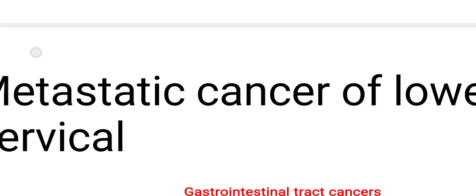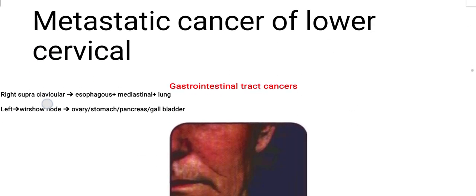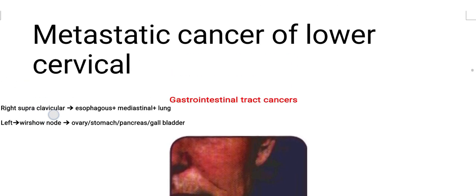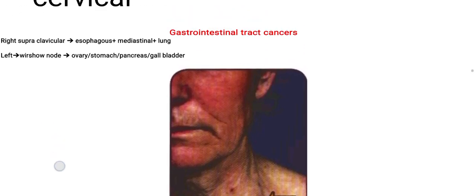This is the X-ray image of sigmoid volvulus. This is another picture, of swelling on the left side of the neck.